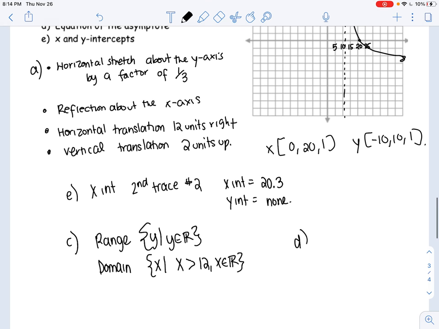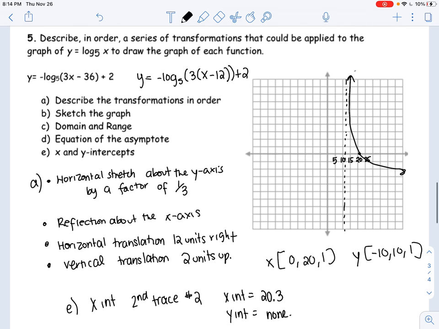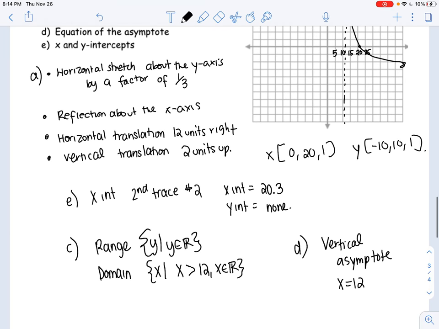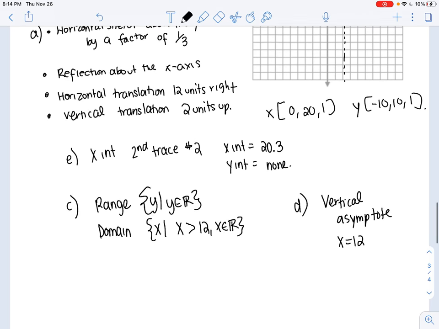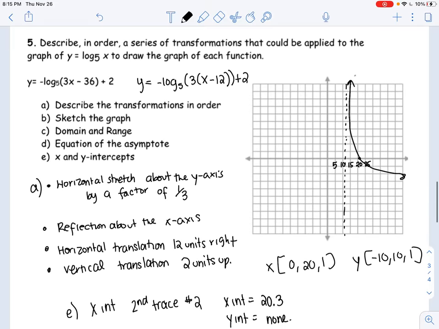And then the equation of our asymptote, it's a vertical asymptote at x equals 12, and that came from our horizontal translation. So remember we said there was a horizontal translation of 12 units to the right, so our vertical asymptote, which used to be at x equals 0, now moved to x equals 12. Okay, so that is question number 5.